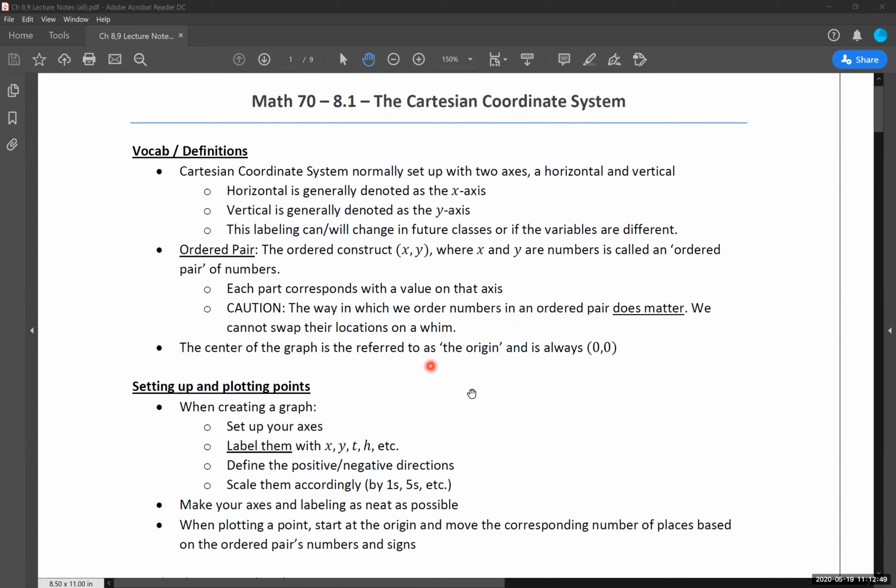And this is one that's very unique in the sense of it doesn't matter which one you have labeled to be x, which one you've labeled to be y. That point where the two lines cross each other at the very, very middle of the graph is always going to be the ordered pair 0, 0. That will never change. Okay.